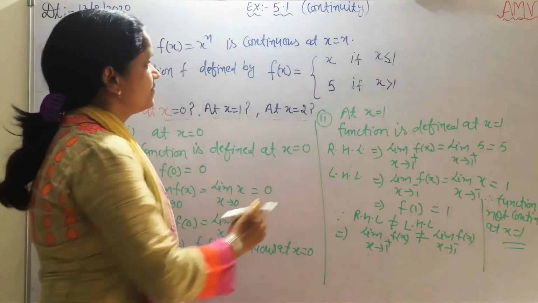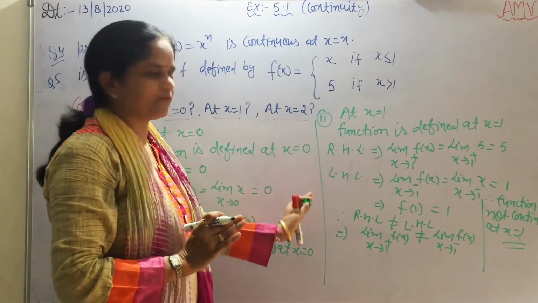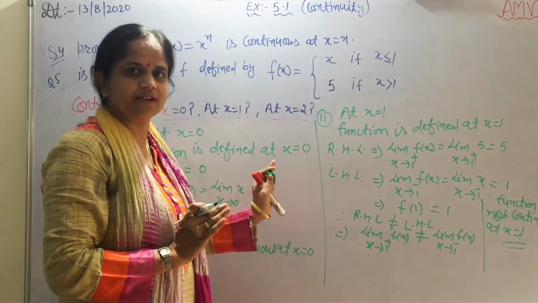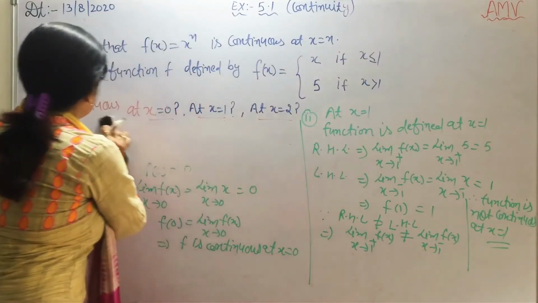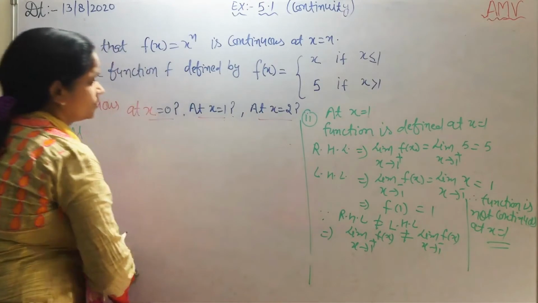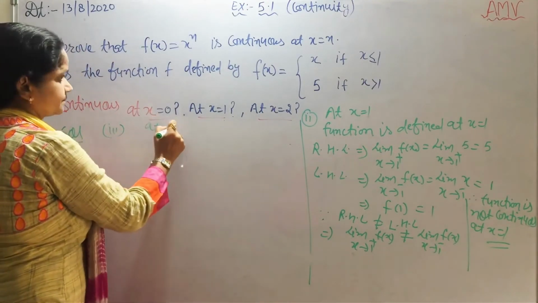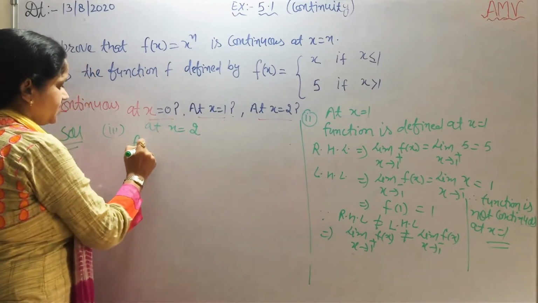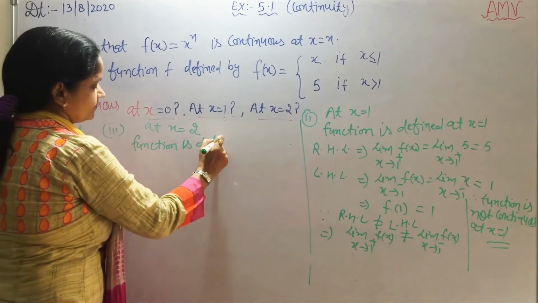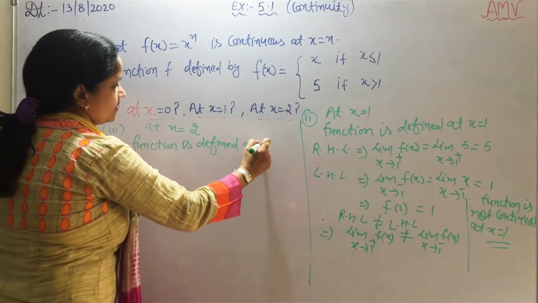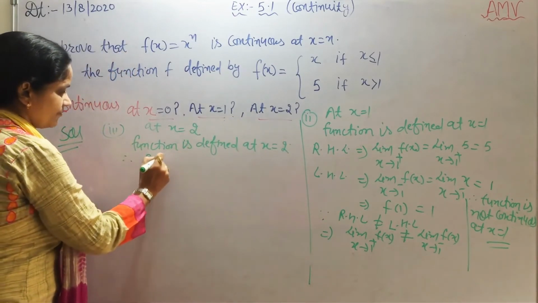Okay, so whenever less than and greater than are given at any point, then only find the right hand limit and left hand limit. Now third part, we have to check at x is equal to 2. First you have to write the function is defined at x is equal to 2, and now find f(2).